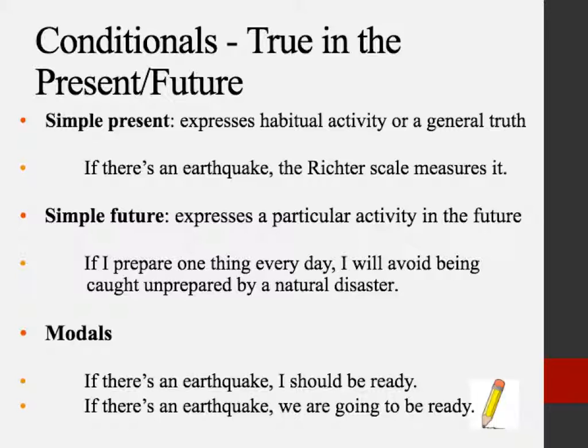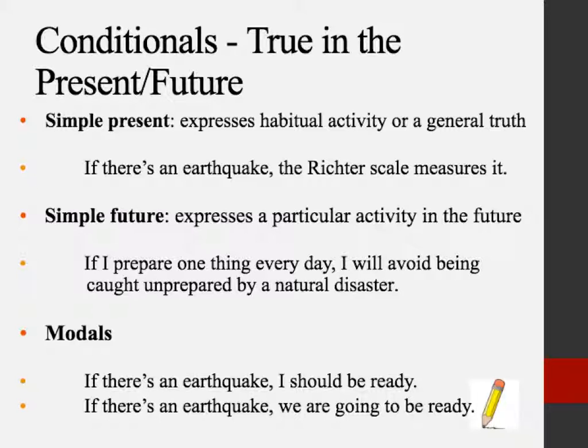The simple future expresses a particular activity or situation in the future. The example sentence, if I prepare one thing every day, I will avoid being caught unprepared by a natural disaster, refers to an imminent or impending natural disaster that may happen. However, even if the natural disaster does not happen, I will avoid being caught unprepared. I will be ready. Finally, this type of conditional can also use a modal or phrasal modals.